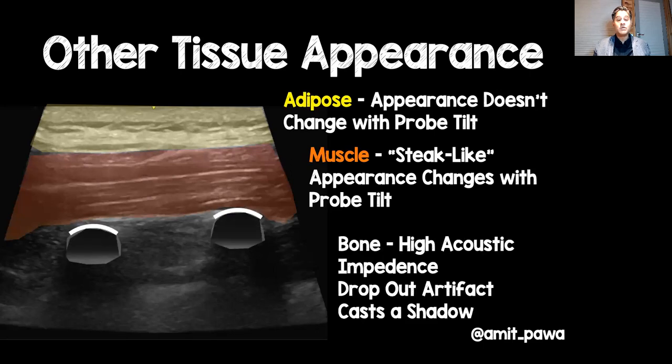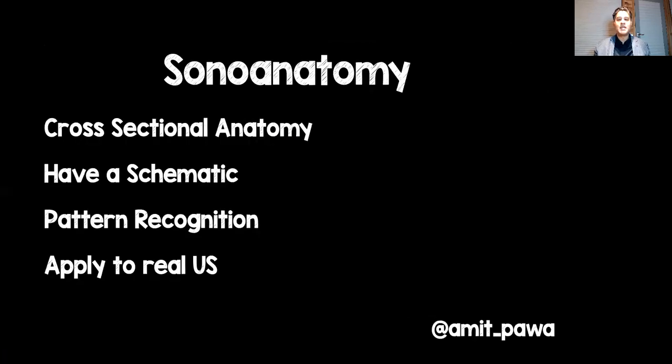And what about bone? That's the next thing over here. You get a bright white line with high acoustic impedance, and then you get this dropout artifact where you cast a shadow below that high acoustic impedance structure. So that's relatively straightforward. And of course, you've got other structures such as pleura and blood vessels, which you will see when you do your scanning.